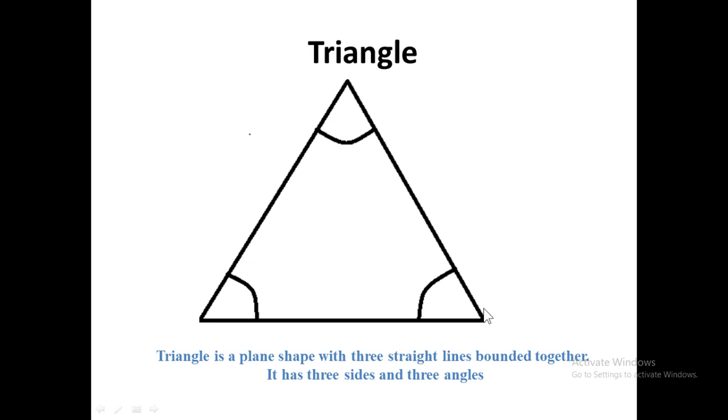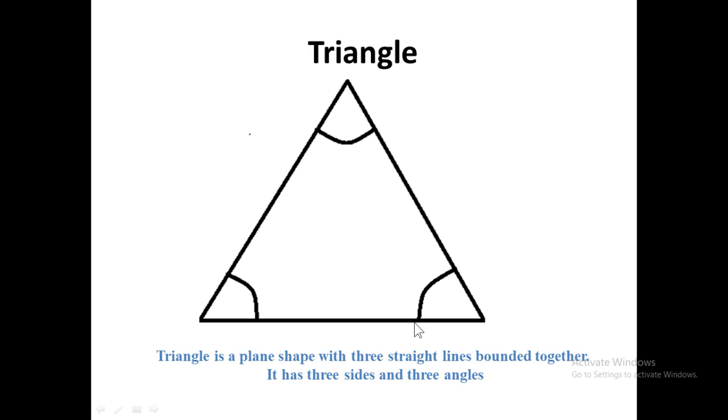Now, a triangle has some properties. The first property is that it has three sides. As you can see clearly on the screen right now, it has three sides. This is a side, another side, making three sides.